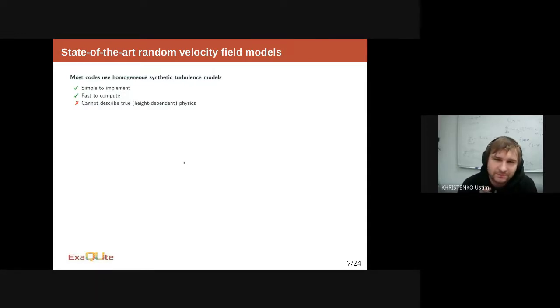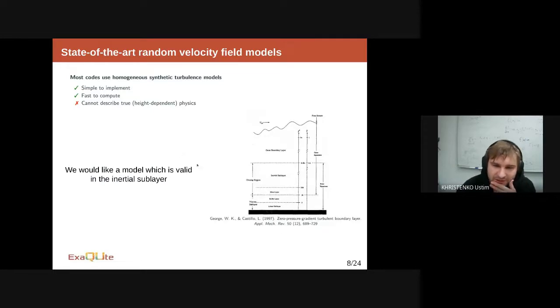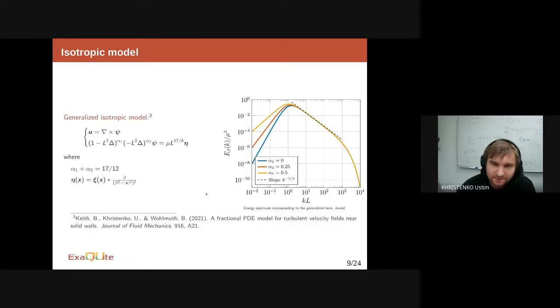But then, as I already said, this model is the most simple that we can consider. It's isotropic and doesn't take into account the boundaries. So it barely can describe true physics. And our interest is to model the flow in the inertial sublayer, which is definitely affected by the boundary layer. So how can we take boundary conditions into account?